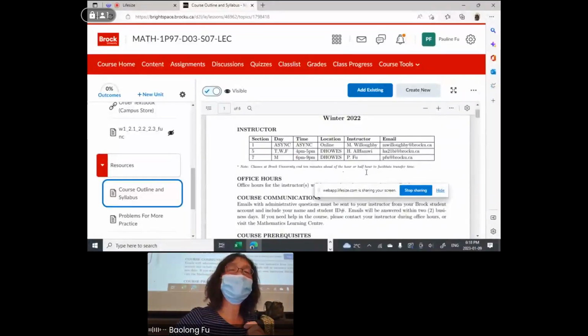sections with regard to students who missed the test or questions about a missed assignment. Okay, so when you directly contact Professor Mark Willoughby, please clearly state your section. Our section is section 7, so that he is aware which section you are coming from. There are 3 sections, section 1, section 5, and section 7. We are in section 7, okay?